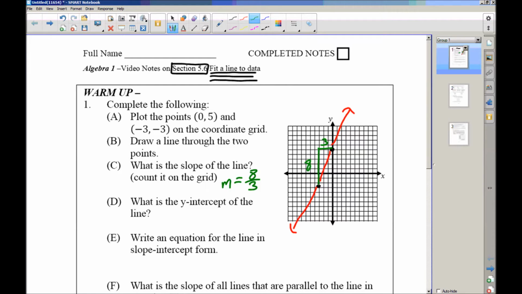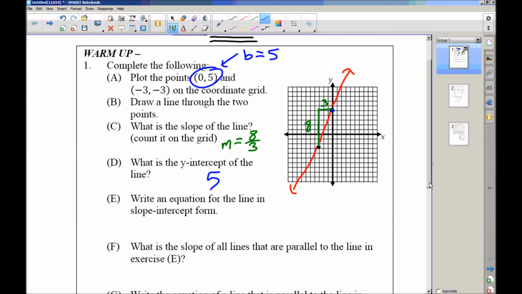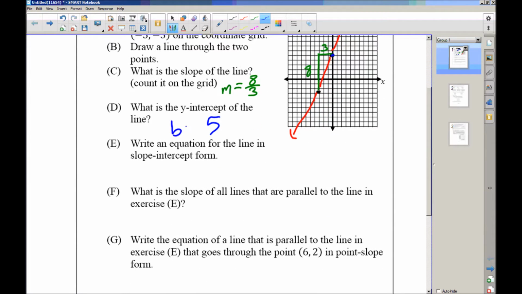What is the y-intercept? The y-intercept is the place where this red line crossed the y-axis, which was at 5. It's right here. Okay. So what is the value of y when x is 0? Now write an equation for this line in slope-intercept form. So we know the slope and we know the y-intercept. So slope-intercept form is y equals mx plus b. And I'm just going to replace the m with 8/3, and I'll replace the b with 5. So y equals 8/3 x plus 5.